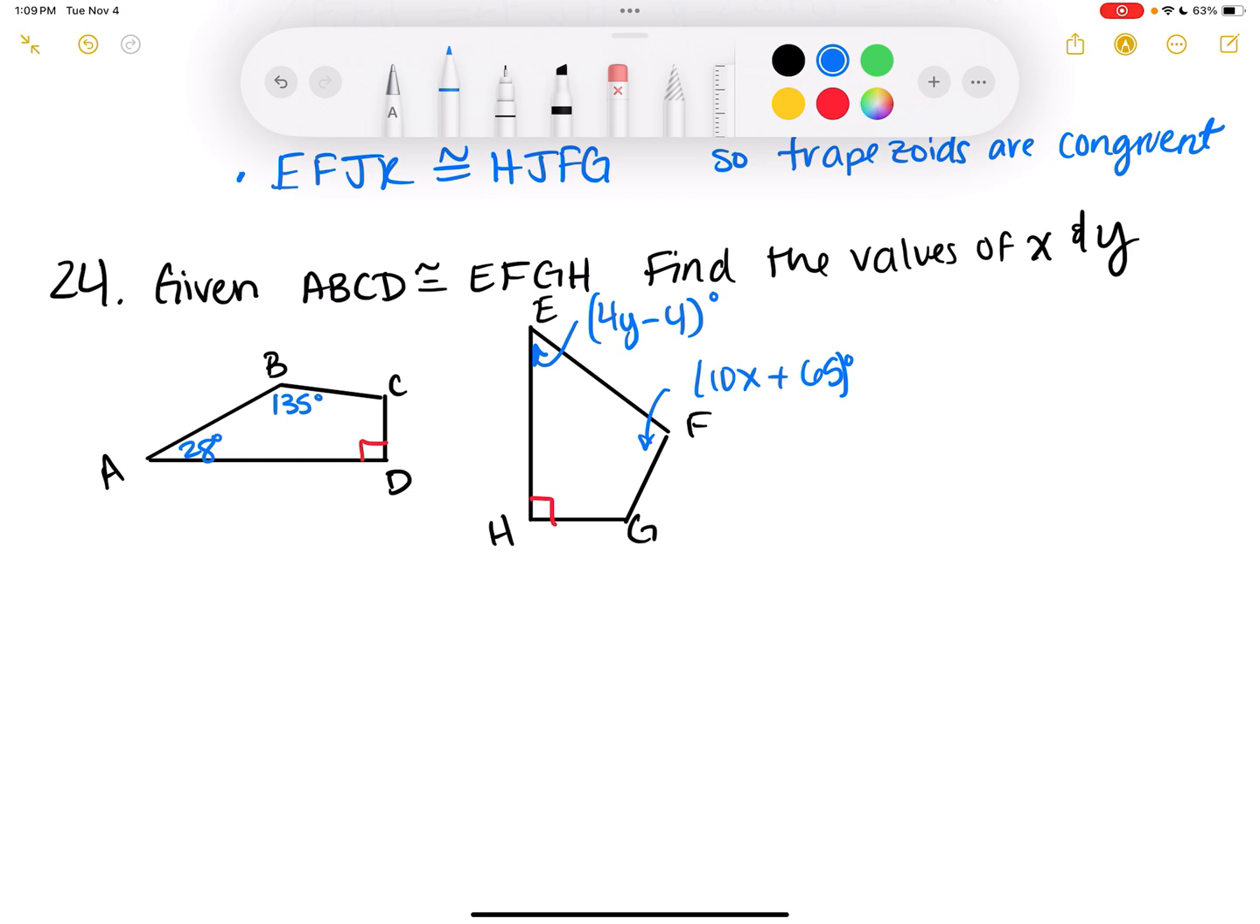So, what do I know has to be true about this then? Okay, that was stated. Trying to solve for x and y. How am I going to go about doing that? D and H are right angles. Okay, D and H are both right angles, so I know those are congruent to each other. What else do I know?